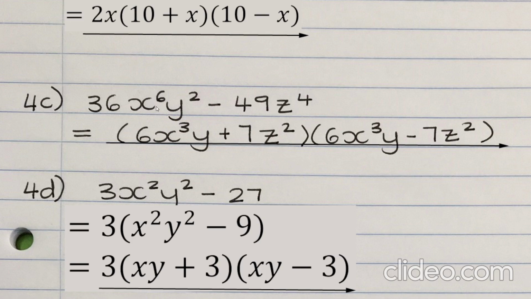X to the power of 6 square rooted is x to the power of 3, y squared square rooted is y, and then the square root of z to the power of 4 is z to the power of 2. So I literally have the same brackets except one is positive and one is negative.